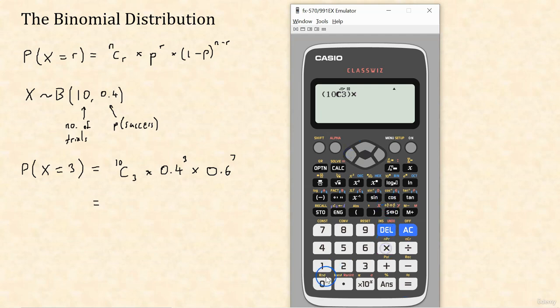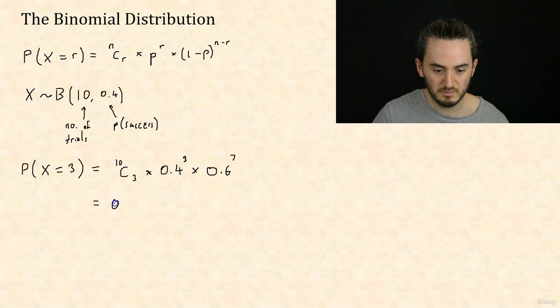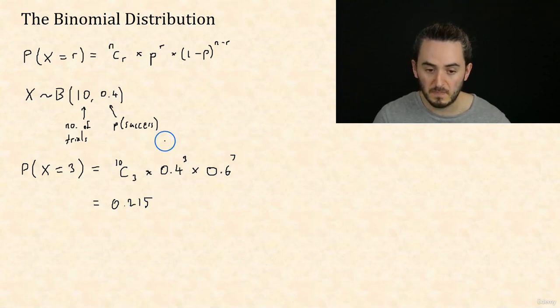But then I've got to multiply that by 0.4 to the power of 6. So it's my probability of success to the power of how many successes I had. And I multiply that by the probability of failure to the power of 7, because there were 7 failures. If I had 3 that went in, then 7 didn't. And here's my answer, 0.215, let's say. 0.215.